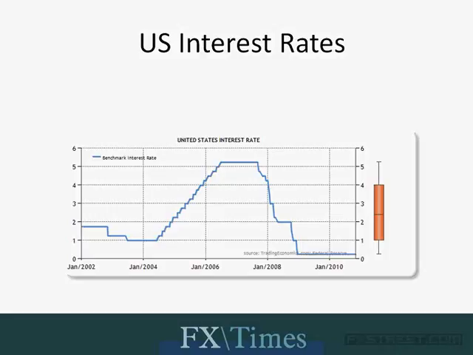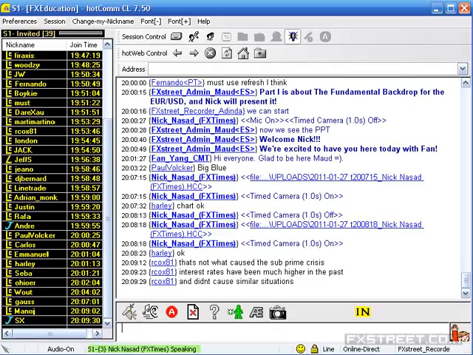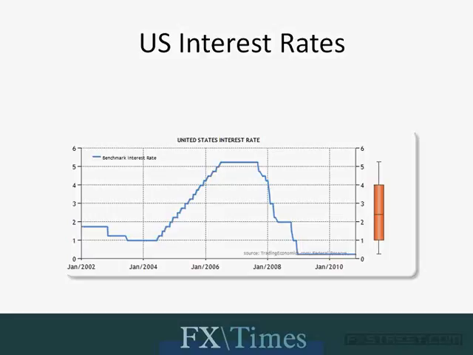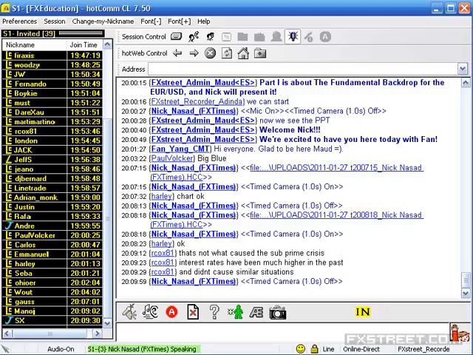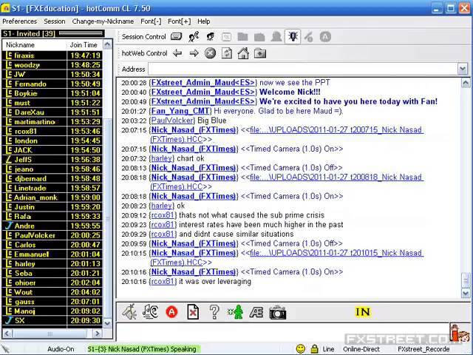Well, I do have some comment here. That's not exactly what caused the subprime crisis. Interest rates have been much higher in the past. That is very true, RCOX. And it is a very simplified version, but I just wanted to give a very broad overview. Obviously, it's much more complex than that in terms of what caused this subprime mortgage crisis. But at the same time, this bump in interest rates did have an impact.